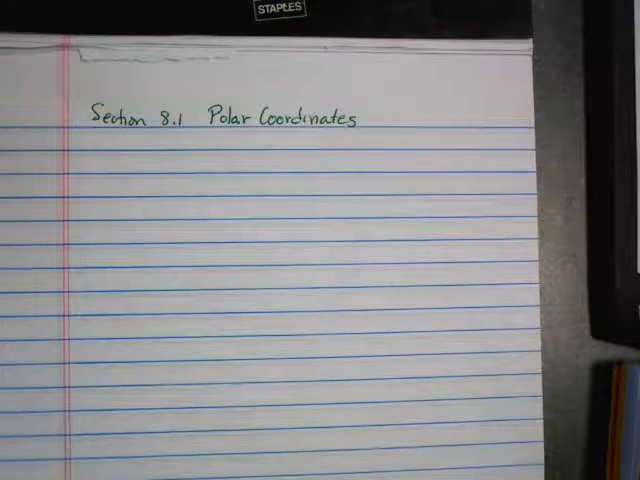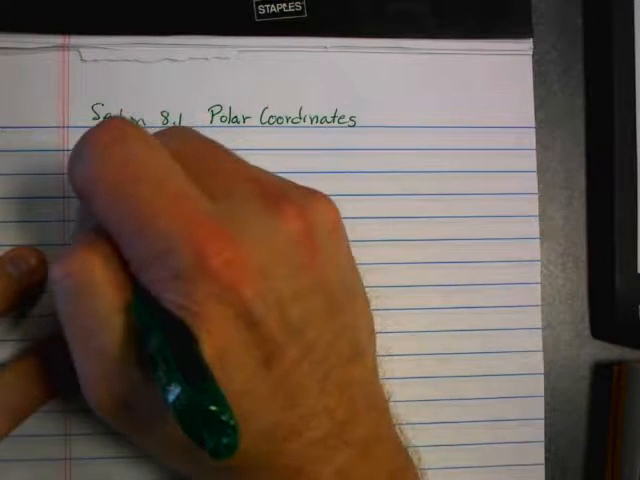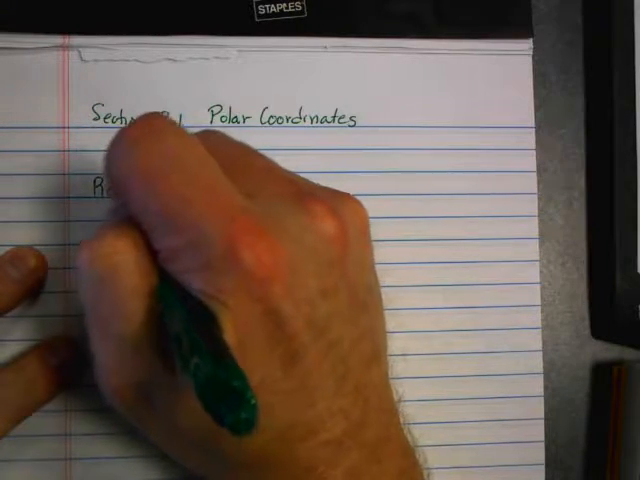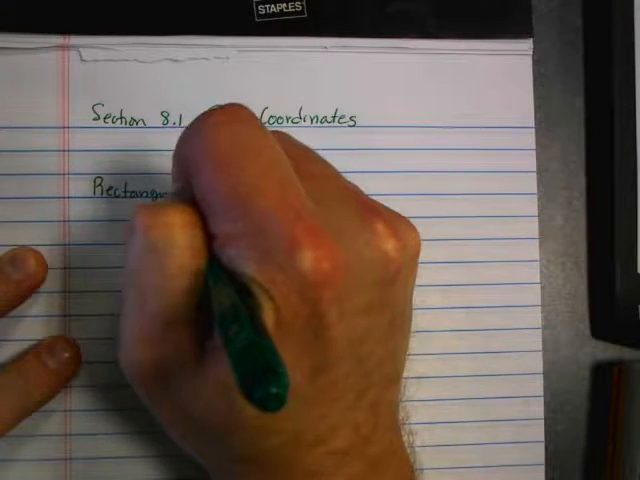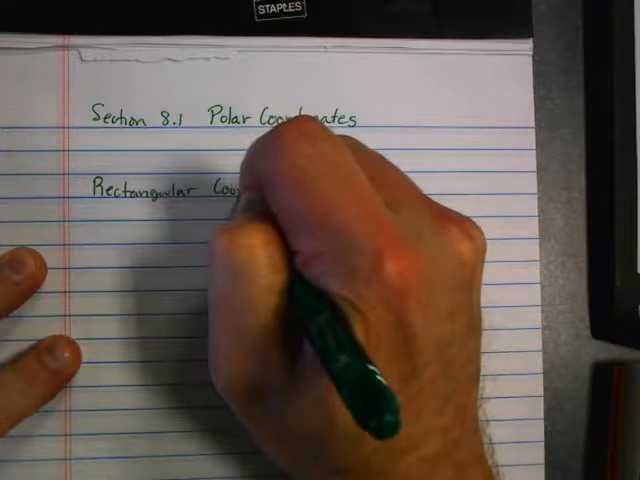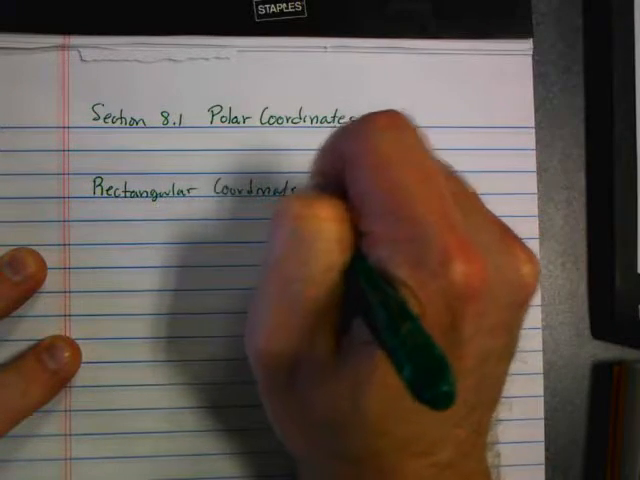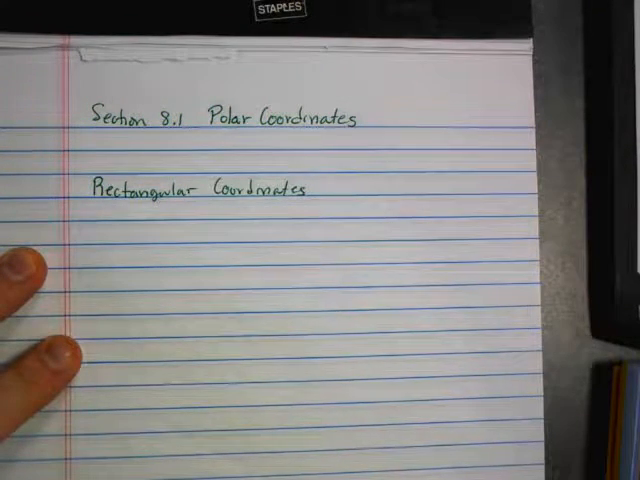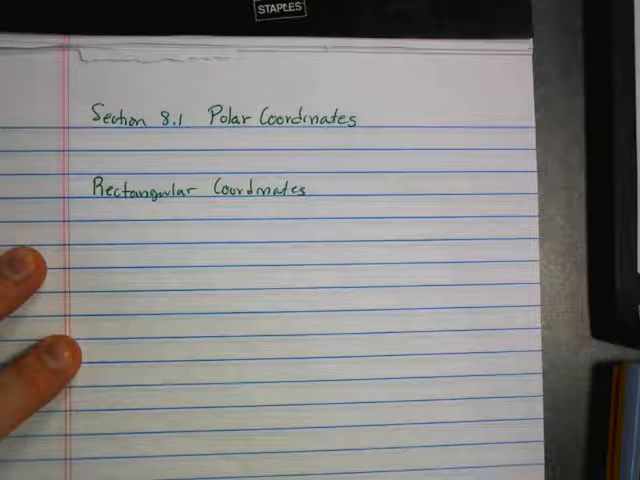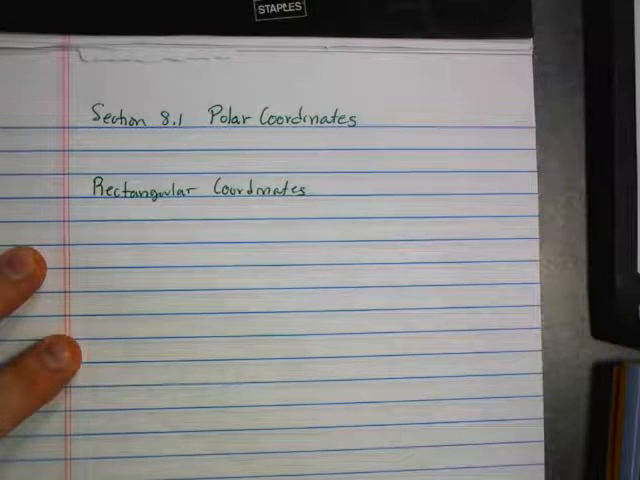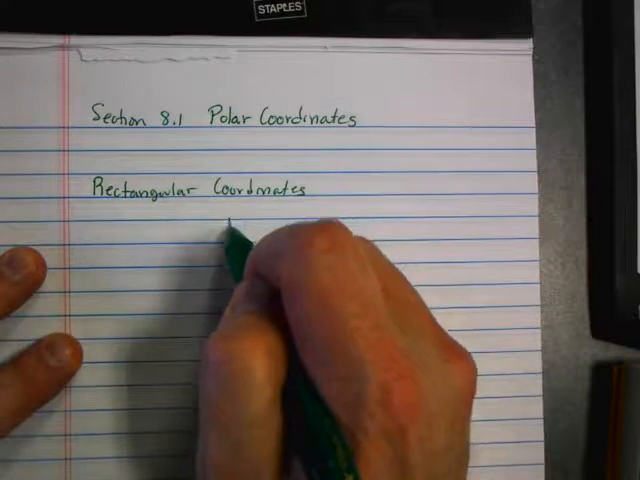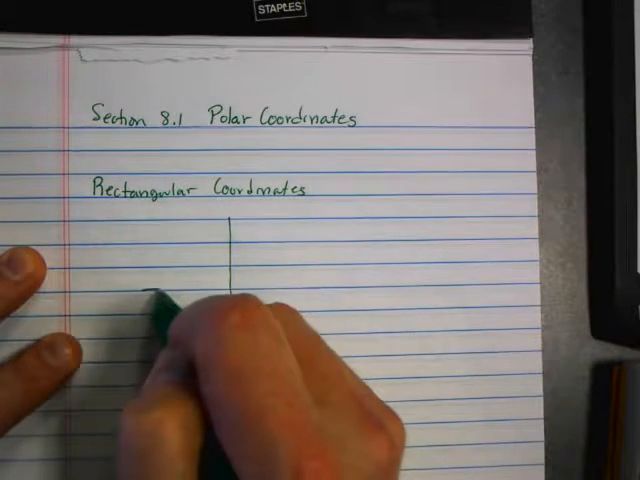I'm recording. Up to this point in your life, you have probably always used rectangular coordinates. What are rectangular coordinates? Longitude, latitude is a good example of rectangular coordinates, yes? Well, rectangular coordinates, like x and y.